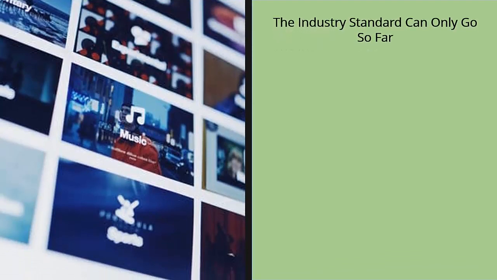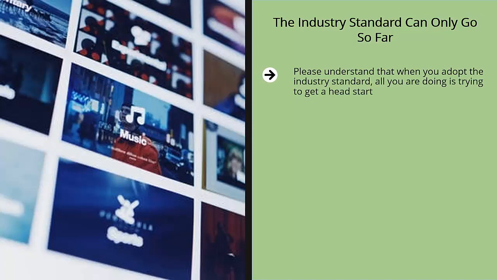The industry standard can only go so far. Please understand that when you adopt the industry standard, all you are doing is trying to get a head start. Compare this with starting from scratch. You don't know what you're doing. You don't have an idea. So you come up with something new, but that new design may be just so disconcerting and so random to people used to your niche that they may either ignore you or fail to take you seriously. None of these situations is good. This is why you need to get a head start by adopting the industry standard look and content policy.